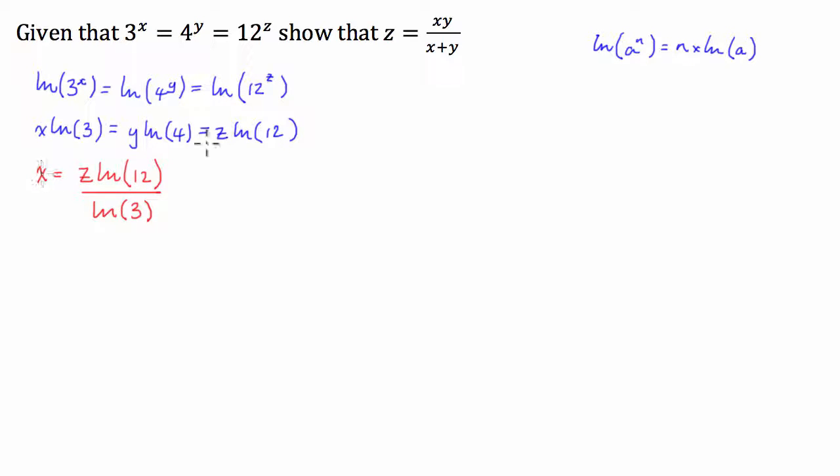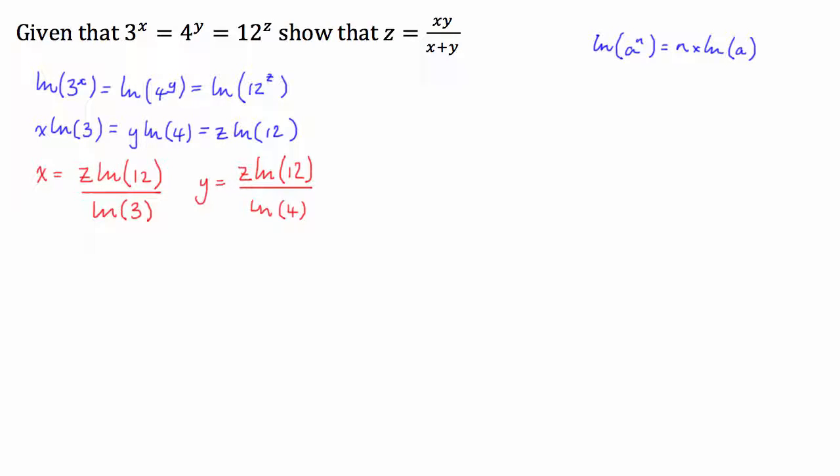And similarly, we can find y by going, this is going to be equal to z ln 12 over, instead of ln of 3, the ln of 4, or the natural logarithm of 4. The reason I've done this is because I can start putting together the numerator and the denominator in the right-hand side of this function.